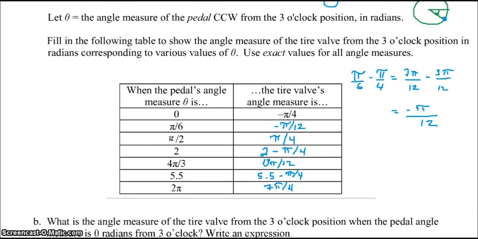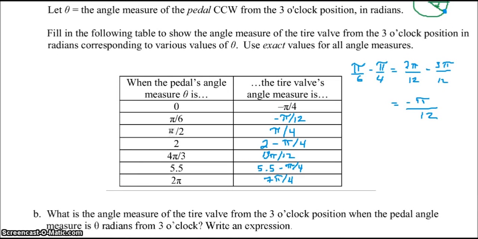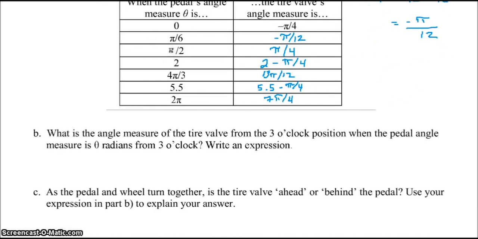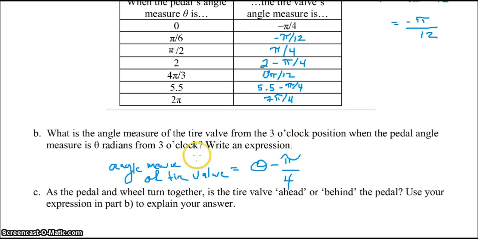What is the angle measure of the tire valve from the 3 o'clock position when the pedal angle measure is theta radians from 3 o'clock? The angle measure of the tire valve equals theta minus pi over 4. It said to write an expression. I actually wrote a formula. This is all you need. This is an expression.